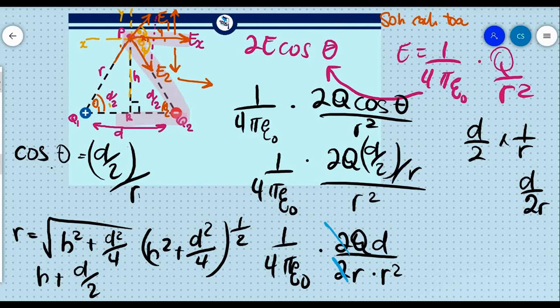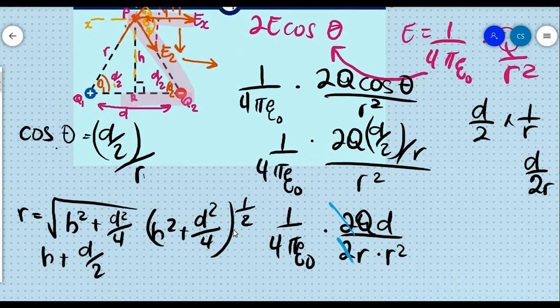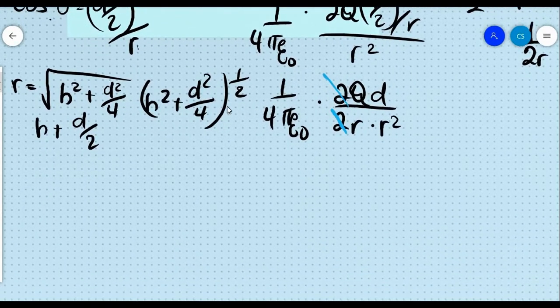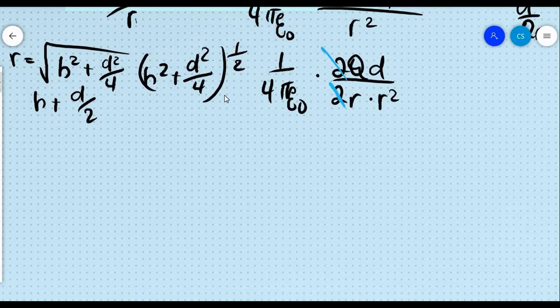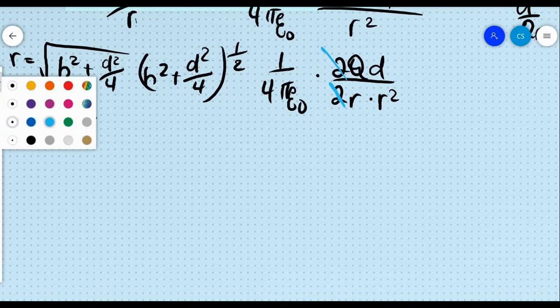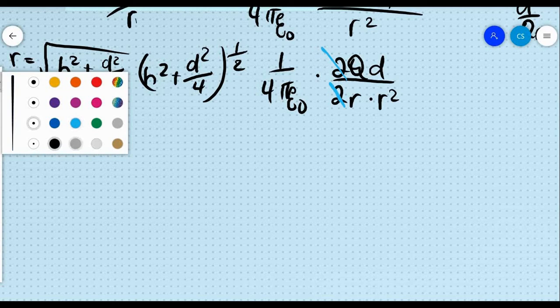Let's clean this page up once again, or not. I think I can move this. Yeah, more space. Great. Alright, let's continue.